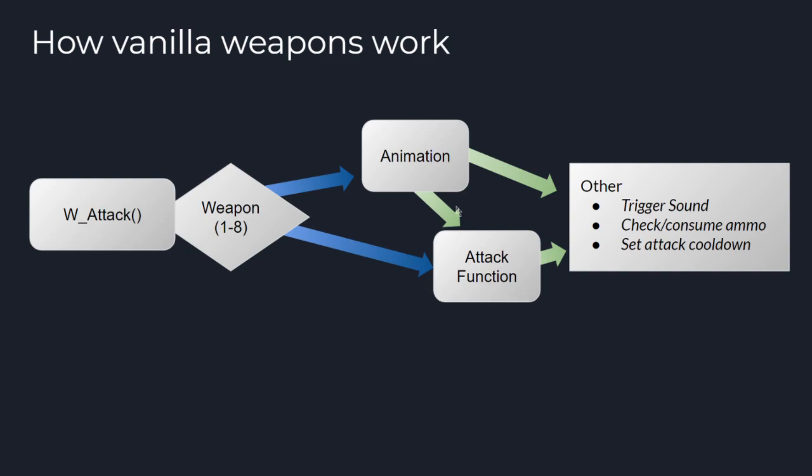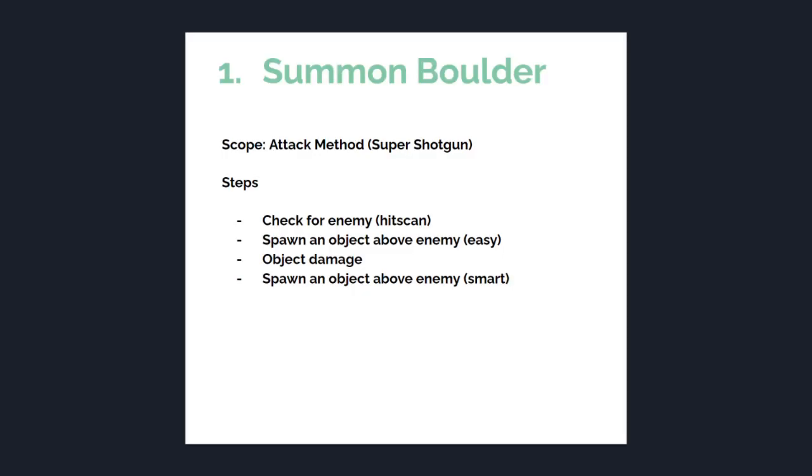For today, we're going to focus on just the attack function. I'm not concerned with animations, sounds, ammo, cooldown. Maybe cooldown we'll keep in there, but I'm really going to be editing the attack function for this one. And the quote weapon I'm making, which is really more of a spell, is Summon Boulder. What it's going to do is you aim, and if you're aiming at an enemy, it will spawn a boulder above their head, which will fall on them and do lots of damage.